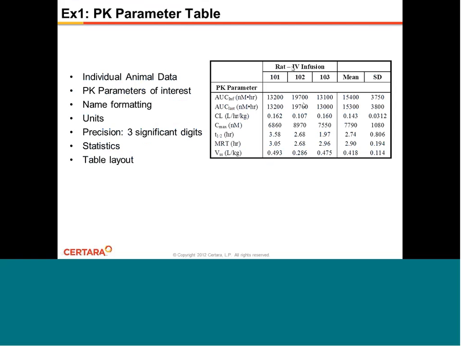The first three columns containing data are the rat IV infusion parameters for each animal ID, as well as the mean and the standard deviation for each parameter.